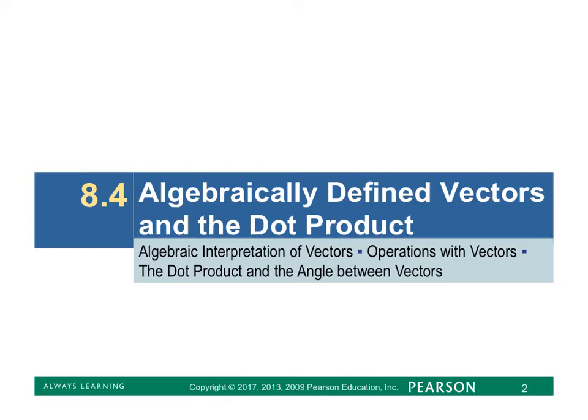We are going to add vectors. We're going to subtract them. We're going to multiply them by scalars. Those are numbers. We are going to do a multiplication of them, which is called a dot product. And we'll use vectors to also find the angle that is in between two vectors. So that ought to be really fun.